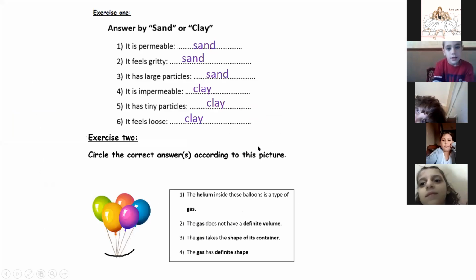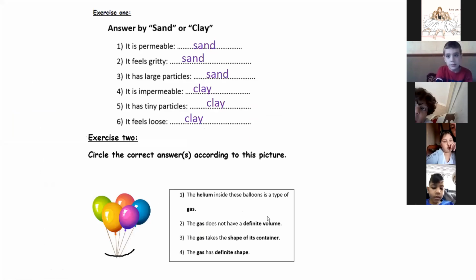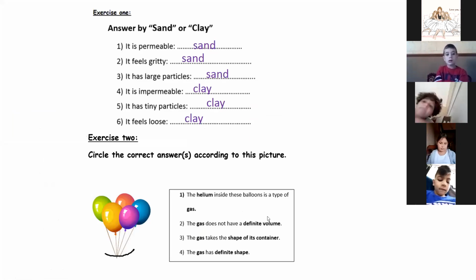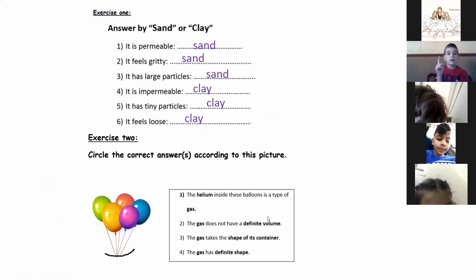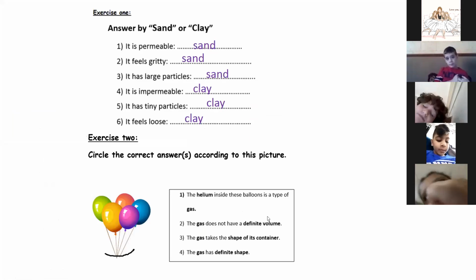Okay. We have to circle the correct answer or answers if it is more than one. To this picture, what can we see here? We can see balloons. We all know that balloons have liquid, solid or gas inside. What do you think balloons have inside? Inside the balloon, what do we have? Gas. We have gas. Okay, fine.